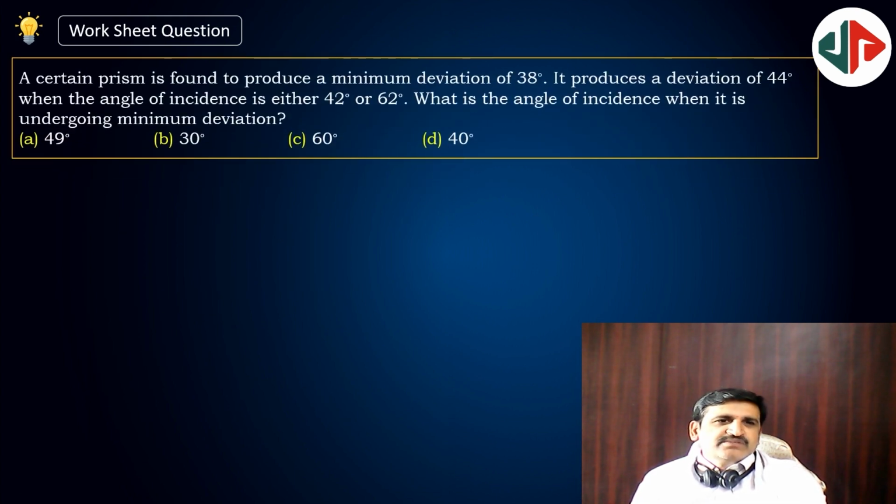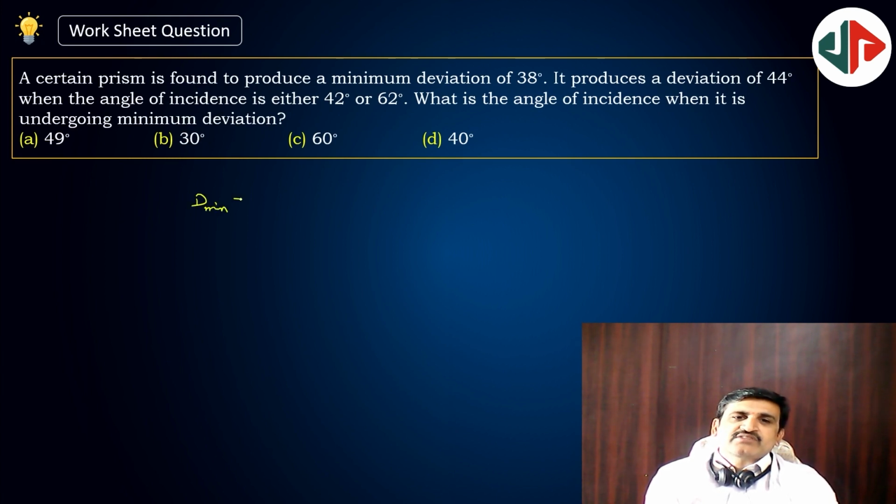A certain prism is found to produce a minimum deviation of D minimum equal to 38 degrees. It produces a deviation of 44 when the angle of incidence is either 42 or 62. What is the angle of incidence when it is undergoing minimum deviation?